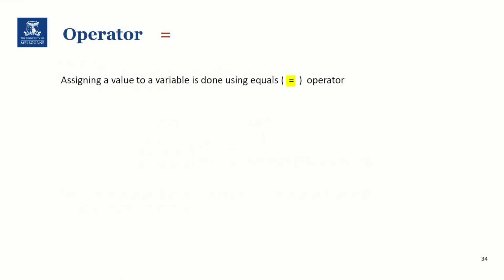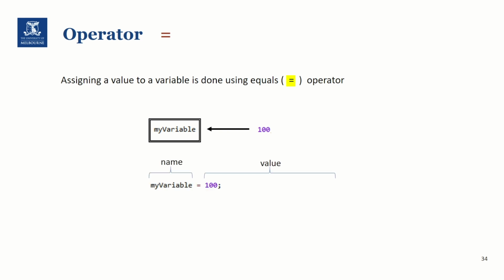When we want to assign a value to a variable, we need to use the equals operator. So for example, to put the value 100 into my variable, we need to write it this way. Assigning a string or assigning an array is written this way.